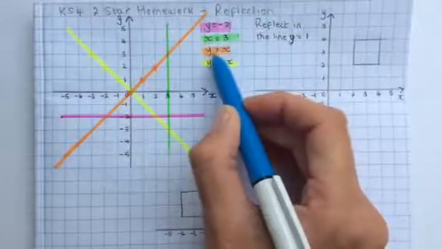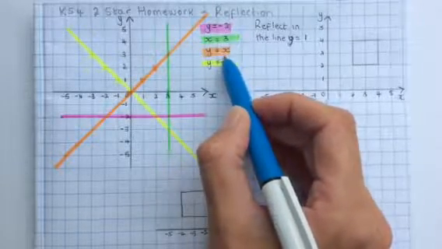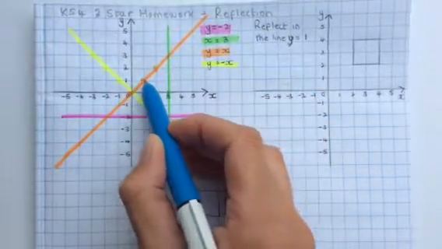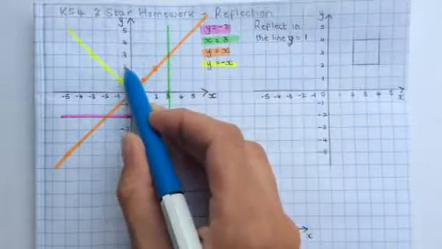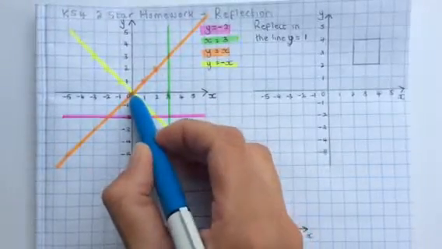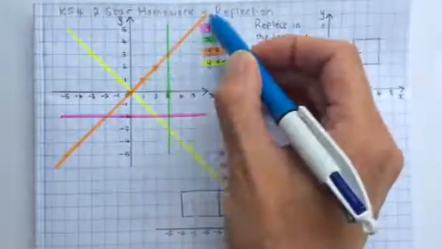Next one, we've got the orange line, which is y is equal to x. Now that can be drawn by thinking whatever y is, x is as well. So we've got y is 1, x is 1. Y is 2, x is 2, and y is 0, x is 0 there. So that forms a straight line going diagonally through our graph.